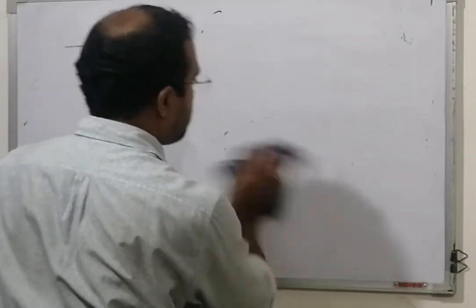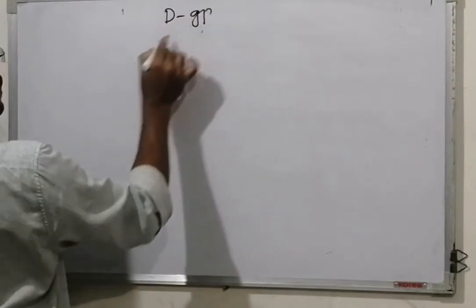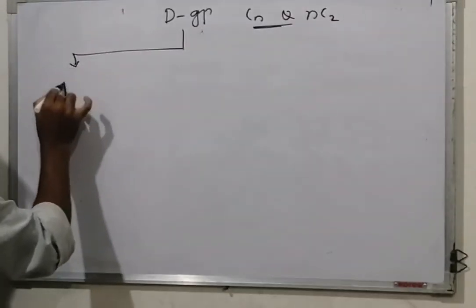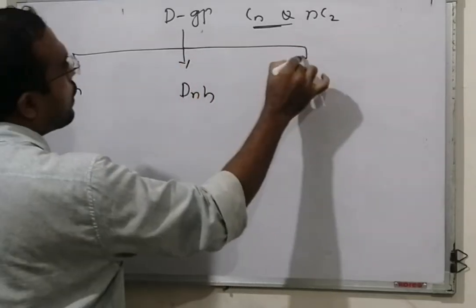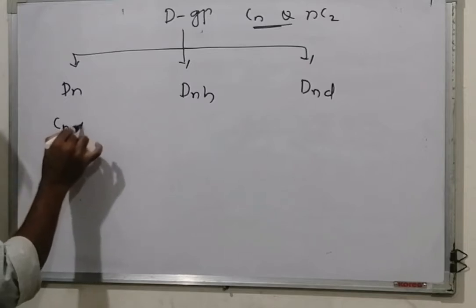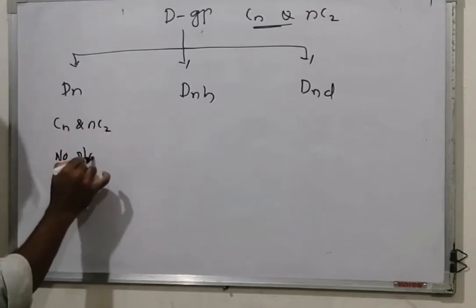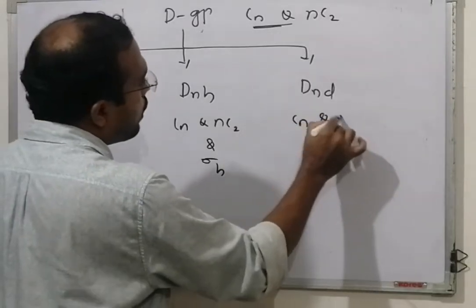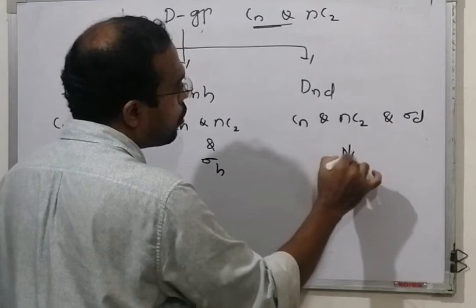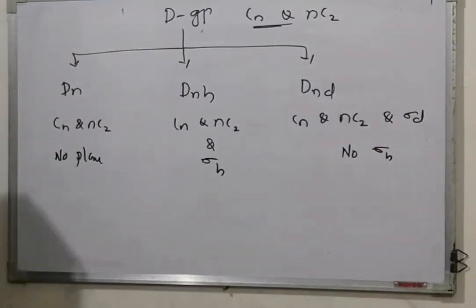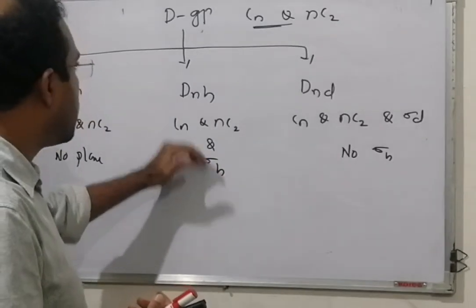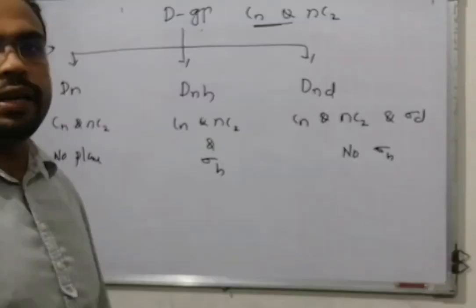What is D group? D group has Cn and nC2. It has Dn, DnH and DnD. What is Dn? Only Cn and nC2, no plane. Here Cn, nC2 and sigma H. Here Cn, nC2 and sigma D. No sigma H. Therefore, here also you have to check if sigma H is present or not. If there is sigma H, it is DnH. If there is no sigma H, it may be Dn or DnD. Fine, very simple.